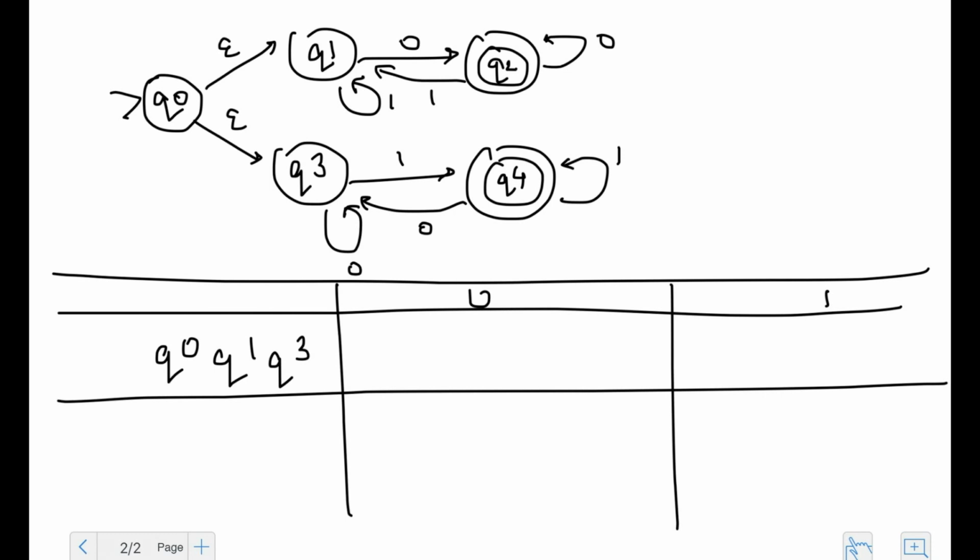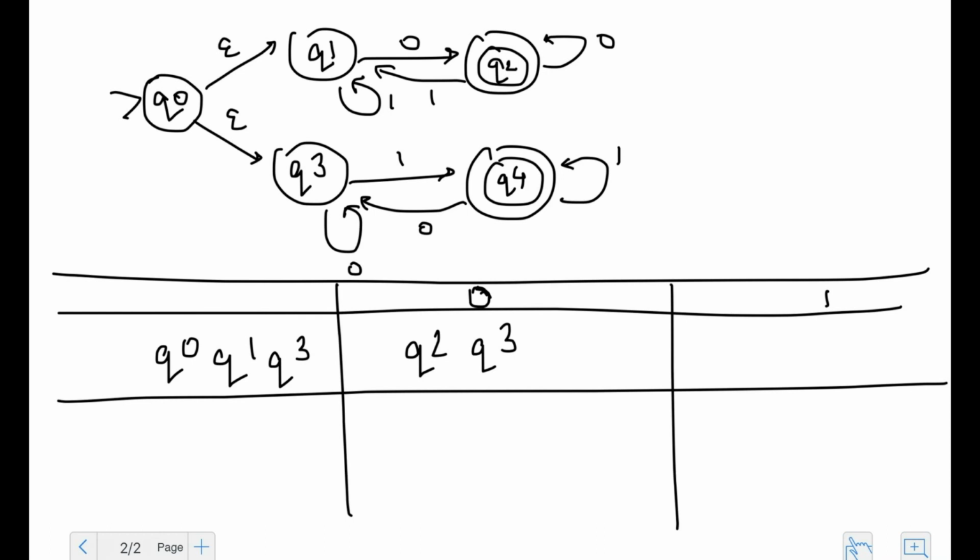So on 0, where does Q0 go? It goes nowhere. Where does Q1 go? It goes to Q2. So I write Q2 right here. Where does Q3 go on a 0? It just stays at Q3. So I have a new state which is Q2, Q3.